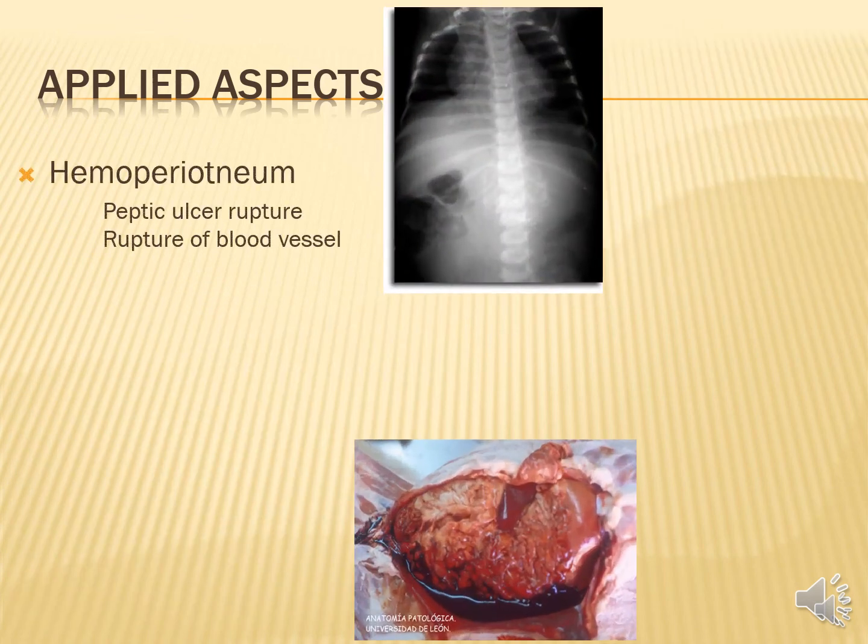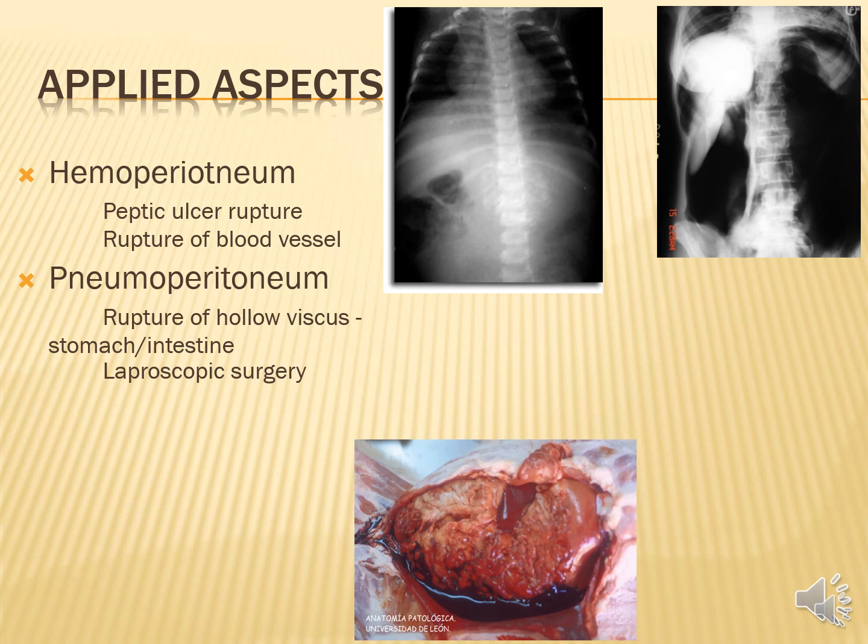Then there is a condition known as hemoperitoneum, in which blood accumulates in the peritoneal cavity in case of peptic ulcer rupture or the rupture of any other blood vessel. And we have hemoperitoneum, which can be seen as black color shadow in this picture. It occurs because of rupture of hollow viscus and during laparoscopic surgery.